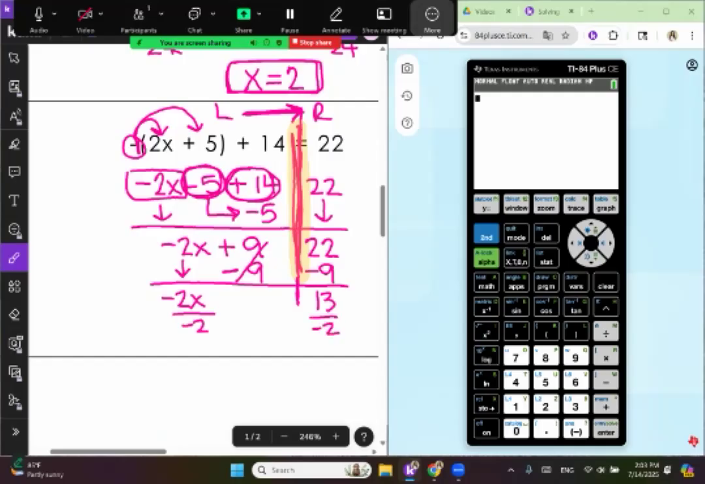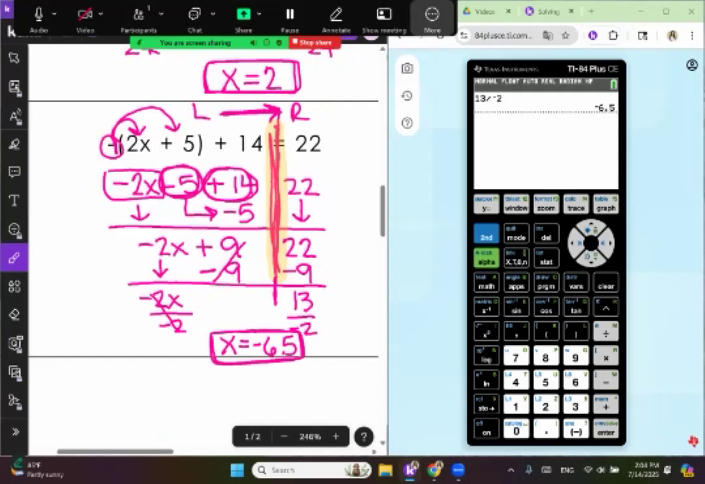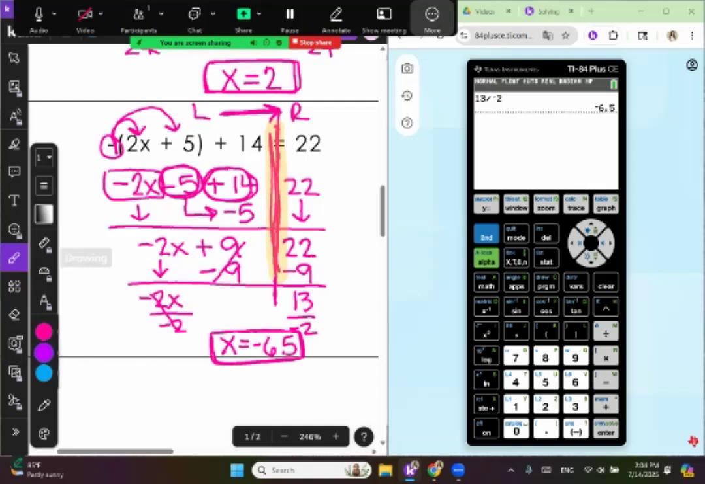Do not change plus to minus, minus to plus when you divide. And this one, I'm just going to change it back to a fraction. So 13 divided by -2. I mean, back to a decimal. So -6.5. You can leave it as a fraction. Nothing wrong with that. But as a decimal, -6.5. Next.